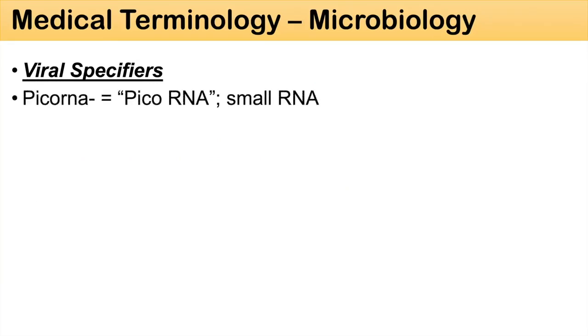So now that we've talked a lot about bacteria, we'll move on to looking at specifiers for viruses. So the first one is the prefix picorna. And this is kind of clever in the sense that it really is just two words put together. Pico-RNA, which means small RNA. So picornavirus, that's related to something to do with small RNA when it was named.